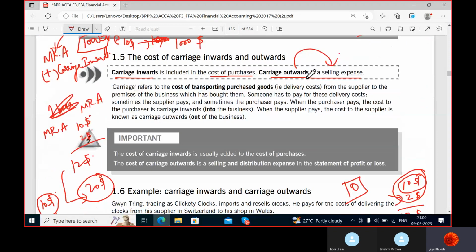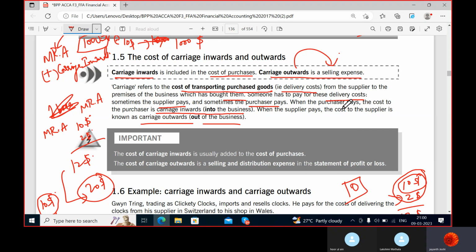Our book elaborates on everything. It's very informative. So carriage refers to the cost of transporting purchased goods, that is, delivery cost from the supplier to the premises of the business which has bought them. Someone has to pay for these delivery costs. Sometimes the supplier pays and sometimes the purchaser pays. When the purchaser pays, the cost is carriage inwards into the business. When the supplier pays, the cost to the supplier is known as carriage outwards, out of the business.